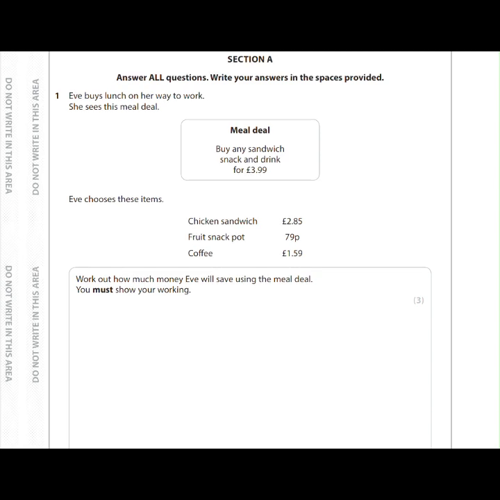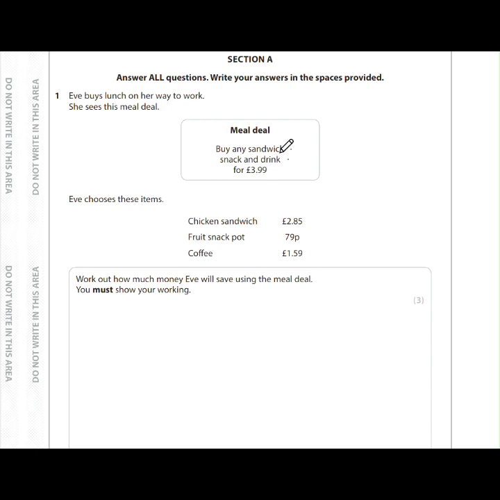Let's start with question 1. Eve buys her lunch on the way to work, and she sees this meal deal. The deal is buy any sandwich, snack and drink for $3.99. Eve chooses a chicken sandwich, a fruit snack pot for 79p and a coffee for £1.59. We need to work out how much money Eve will save using the meal deal.